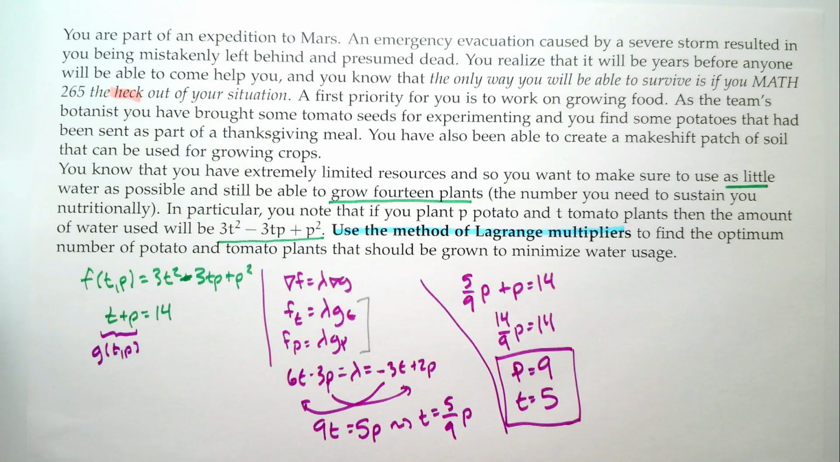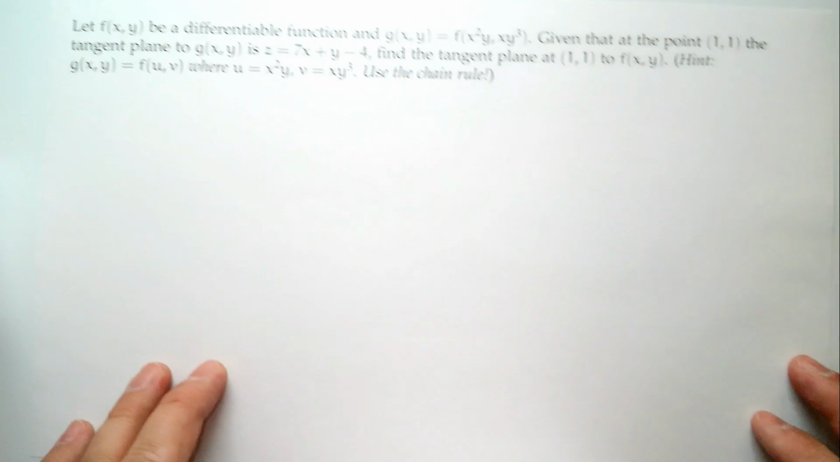You only use the second partials test when you see the word classify. And if you don't see the word classify, don't pull out the test. Okay, so that's one problem. It's a little bit wordy, so the next ones won't be so bad.